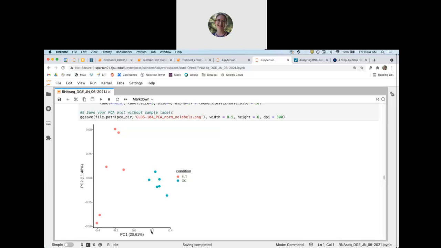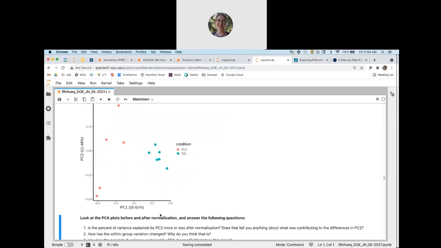So as the technical signal has decreased, what do we see? We see that the biological signal, the difference between flight and ground control, which is the separation across PC1, has increased. So as we're getting rid of the noise, our signal is going up. And that's exactly what we want after normalization.